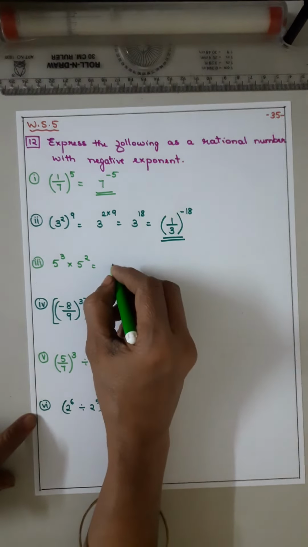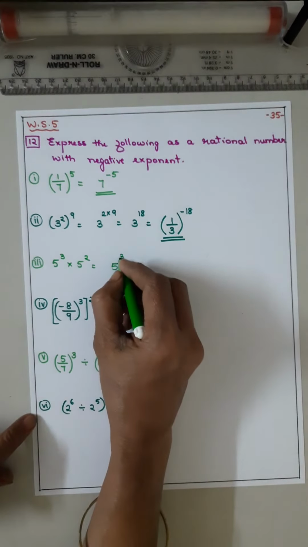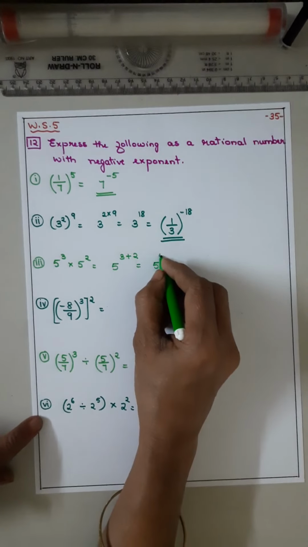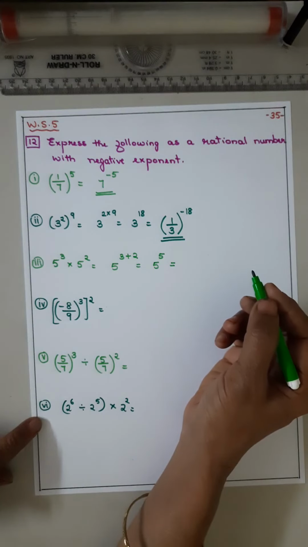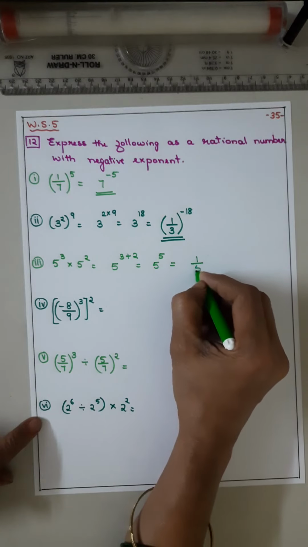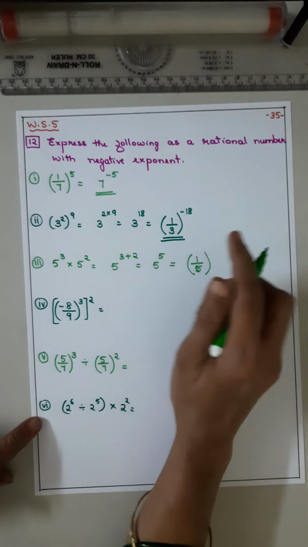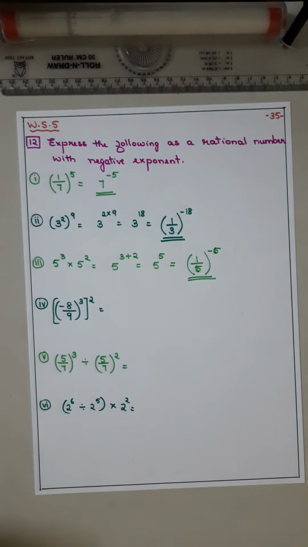Now the third sum, 5 is the base. In between multiplication sign, add the powers. So 3 plus 2 is 5. So 5 to the power 5. Now it is the positive exponent. So 5 is the base. 5 का reciprocal है 1/5. The whole raised to 5 exponent will be written as -5, negative. So the answer is (1/5), the whole raised to -5.